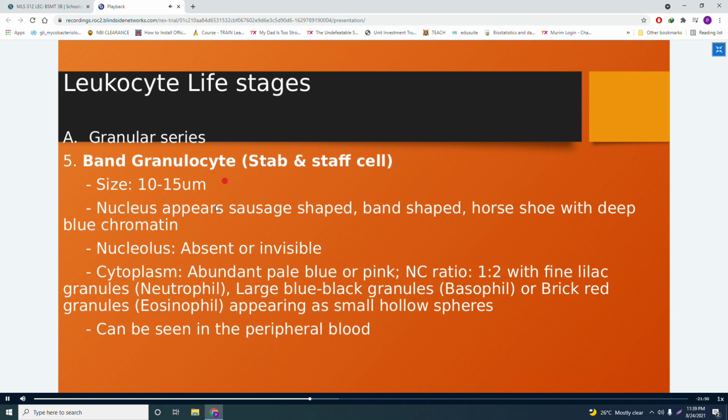granulocyte. Class, please kindly write this down. The most common young WBC found in the peripheral blood is your band granulocyte. Again, the most young or immature WBC found in the peripheral blood. Found in the peripheral blood. Can you write that down?